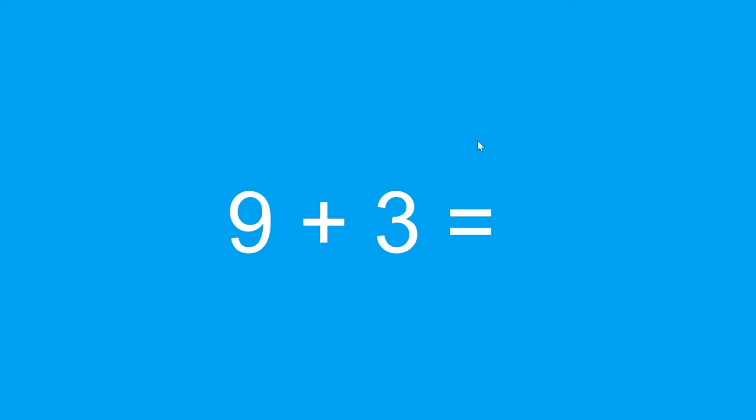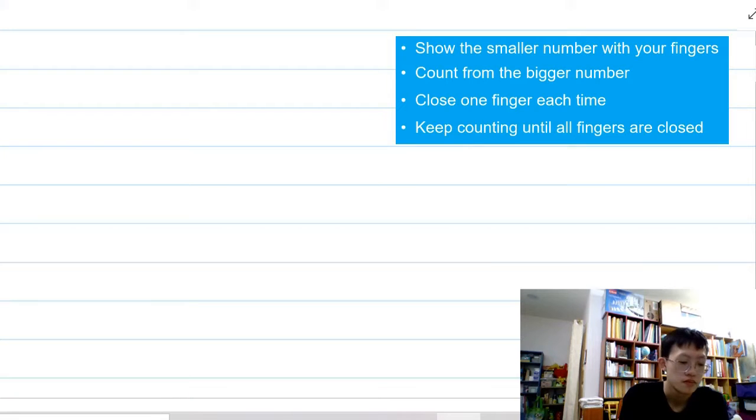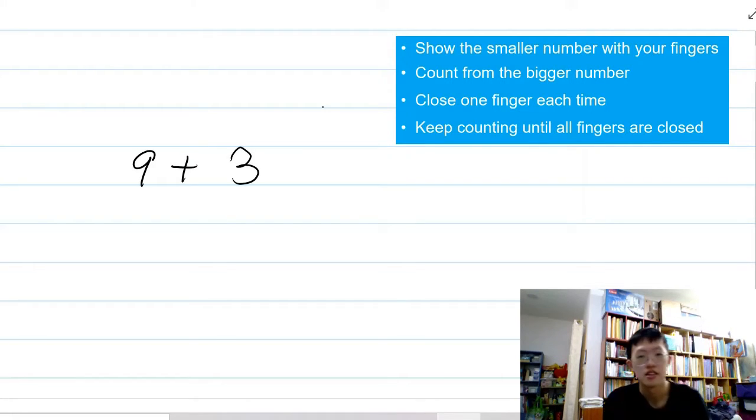What about 9 plus 3? Next we have 9 plus 3. So let's just write that down. 9 plus 3. So again, let's follow the steps. First, show the smaller number in your hands. So who's smaller, 3 or 9? Yes, you're right. 3 is smaller. So we'll show 3 in our hands. And we start counting from 9, because 9 is bigger. So 9, 10, 11, 12. So the answer is 12.